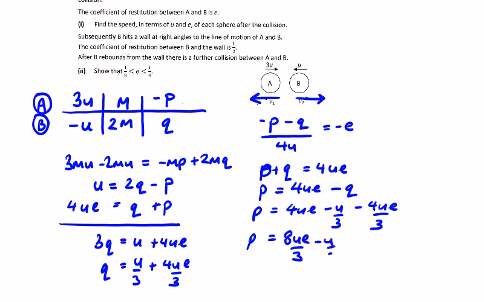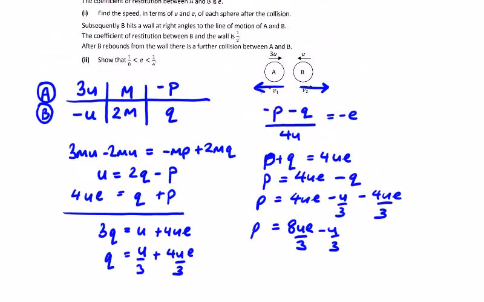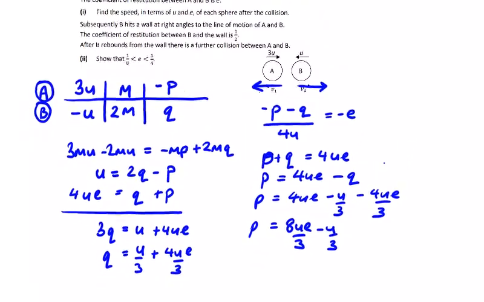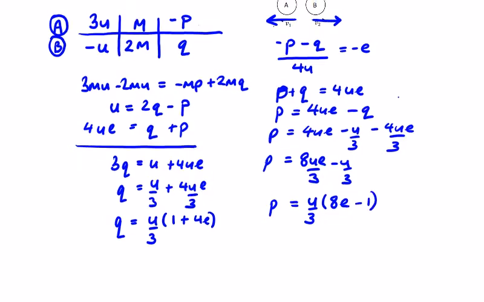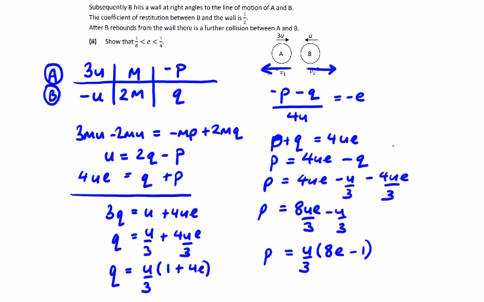minus u over 3. Do they want it in a particular format? It doesn't say, but you'd normally tidy these up. So we take out u over 3, that would be 1 plus 4e for Q. And for p, again, we can factor out u over 3, and that leaves 8e minus 1. That's part 1.